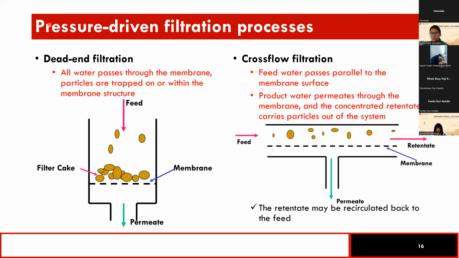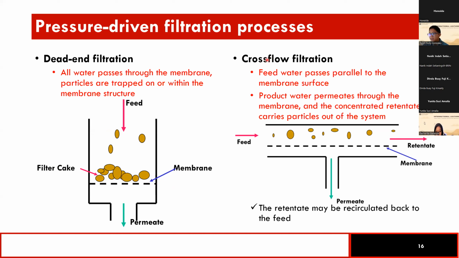Now, there are two kinds of pressure-driven filtration processes. The first one is dead-end filtration, wherein we have this system. This is your membrane, and you have the feed solution poured onto the membrane, and the permeate goes through, and everything which is not passable through the membrane is left on top of the membrane. So all water passes through the membrane and the particles are trapped on or within the membrane structure.